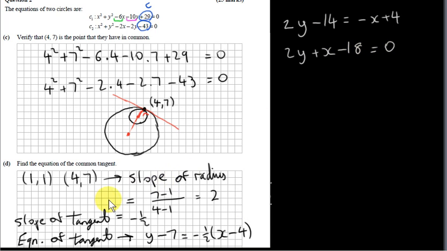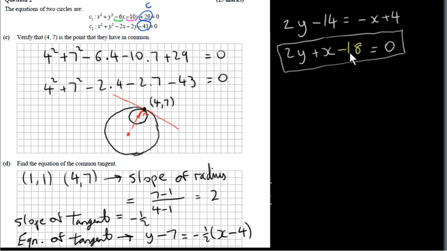As a check, you could plug the point 4, 7 into this equation. Plug 7 in for y, 2 7s are 14, 4 in for x, 14 plus 4 is 18, 18 minus 18 is 0. So 4, 7 is indeed on this line. So we can be quite confident that this is correct. Okay, so that's the equation of the tangent.